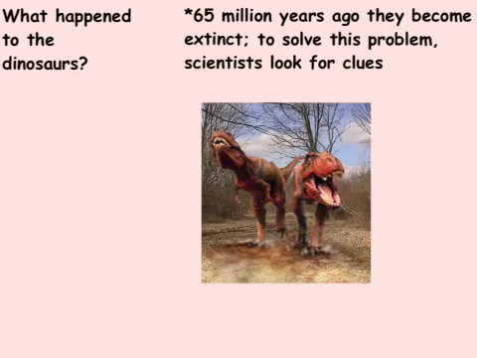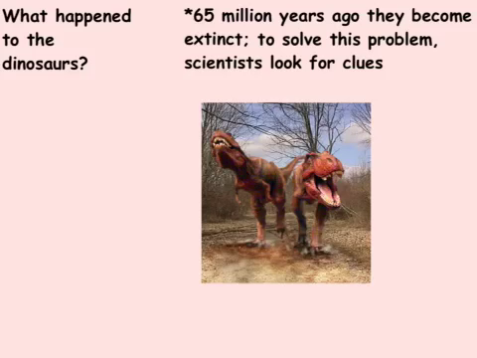So what happened to the dinosaurs? Well, 65 million years ago, they became extinct. And it's important to remember that to go extinct means that all of the organisms of that particular species are completely gone. It's not just a matter of this particular dog dying, or this particular group of dinosaurs dying, but all of the animals in a particular species are gone from the planet completely, never to return.